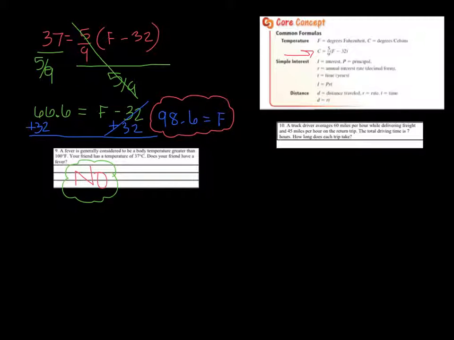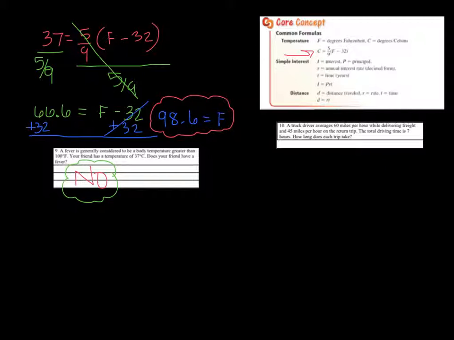So let's look at this second problem. So this second problem is talking about a truck driver averaging 60 miles per hour while they're delivering freight and 45 miles per hour on the return trip. They gave us our total driving time as 7 hours, and they're asking us how long each trip took.